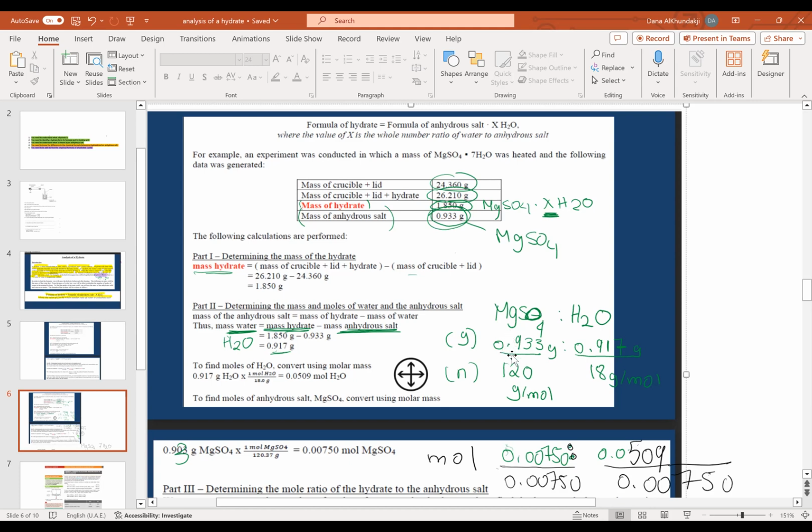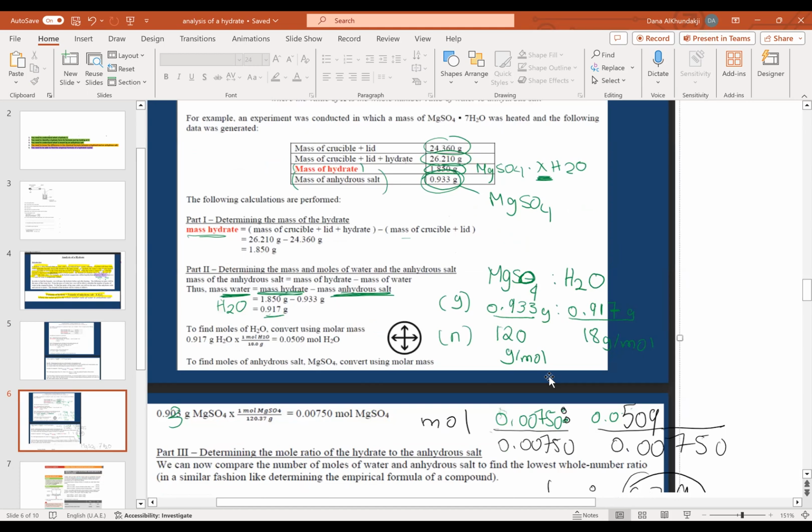So you're going to divide by the MR of magnesium sulfate, which is 120, if you add them together. And then here you will divide by the molar mass of water, which is 18 because it's 16 plus 2. And here it's just adding up that of magnesium, which is 24, and sulfur, which is 32, and 4 oxygens, which is 4 times 16. And that's where you get the 120.